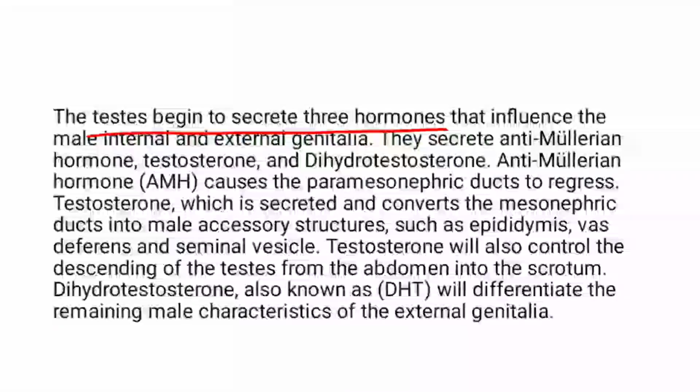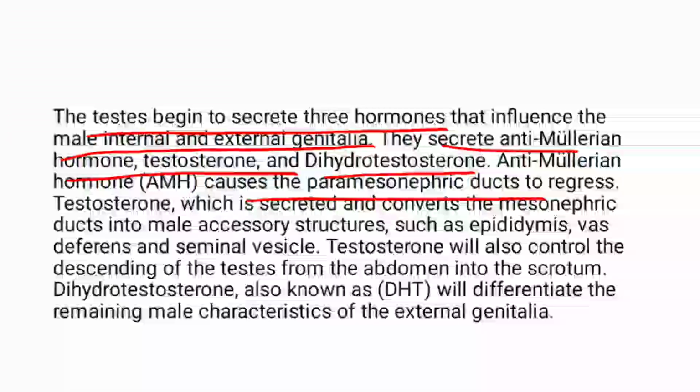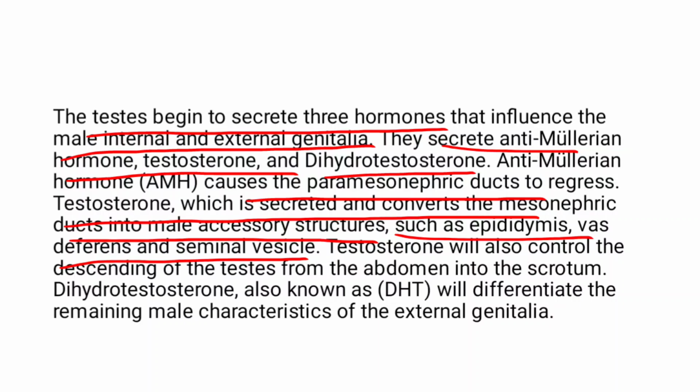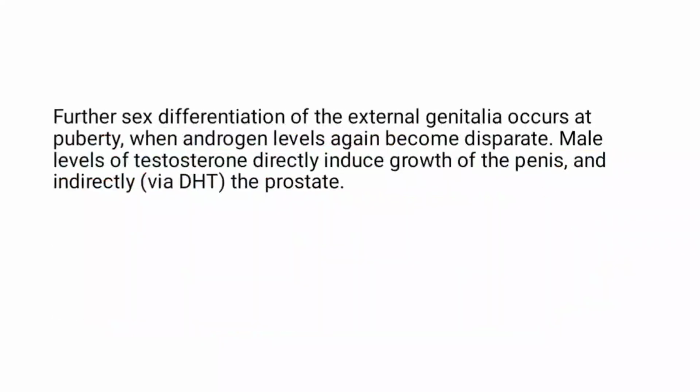The testes begin to secrete 3 hormones that influence the male internal and external genitalia. They secrete anti-Mullerian hormone, testosterone, and dihydrotestosterone. Anti-Mullerian hormone causes paramesonephric ducts to regress. Testosterone converts the mesonephric duct into male accessory structures such as epididymis, vas deferens, and seminal vesicles. Testosterone will also control the descending of the testes from the abdomen into the scrotum. Dihydrotestosterone, also known as DHT, will differentiate the remaining male characteristics of the external genitalia.